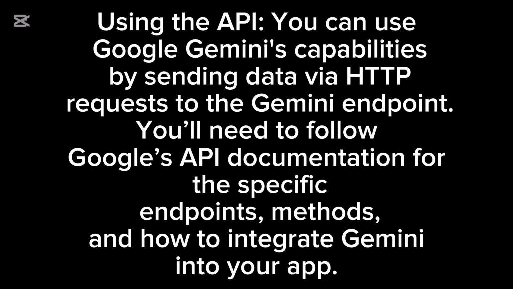Using the API, you can use Google Gemini's capabilities by sending data via HTTP request to the Gemini endpoint. You'll need to follow Google's API documentation for the specific endpoints, methods, and how to integrate Gemini into your app.